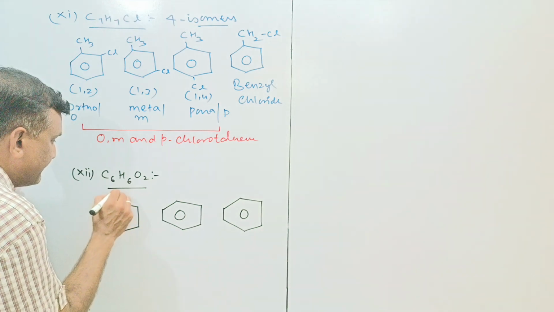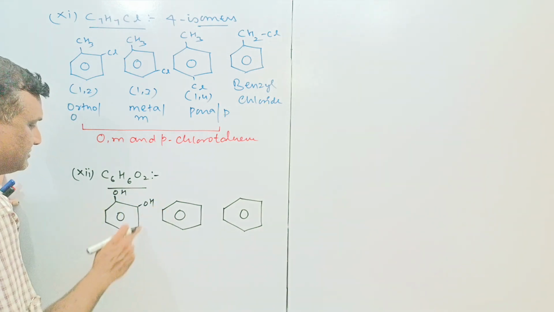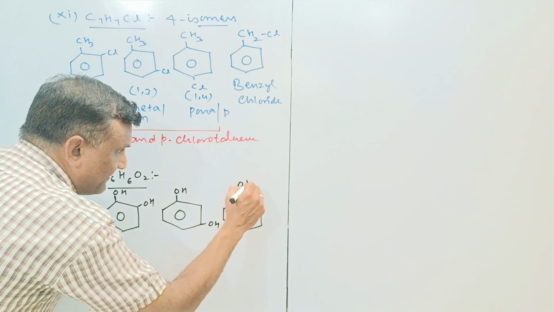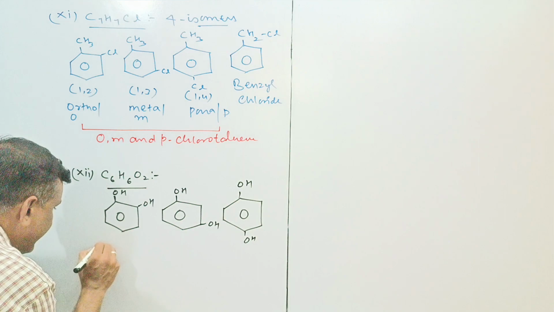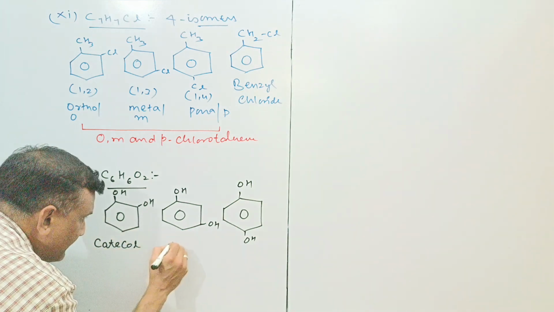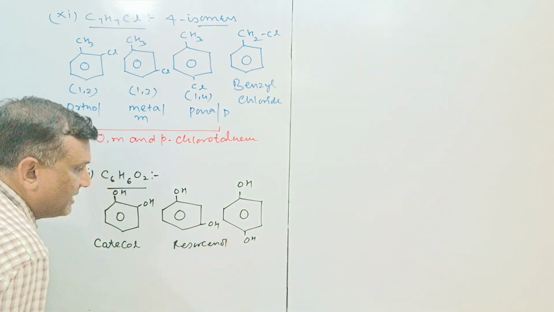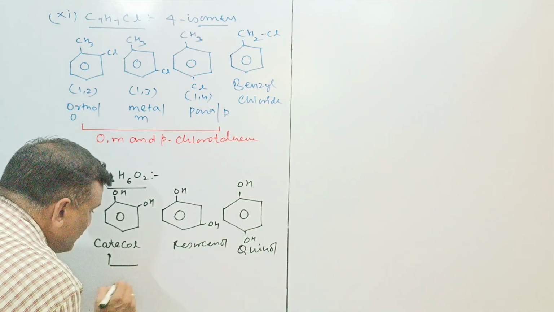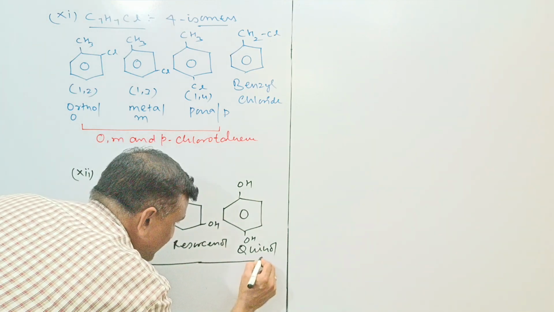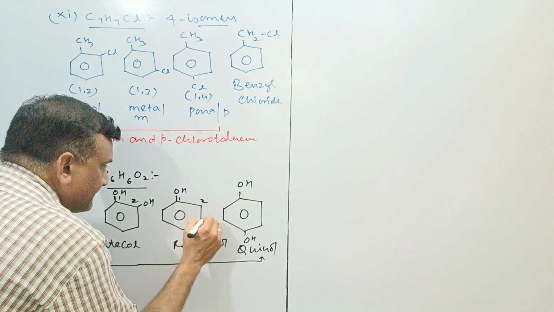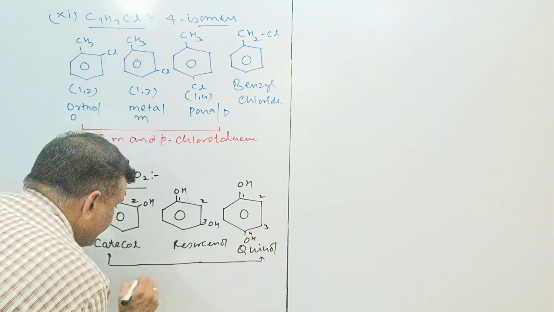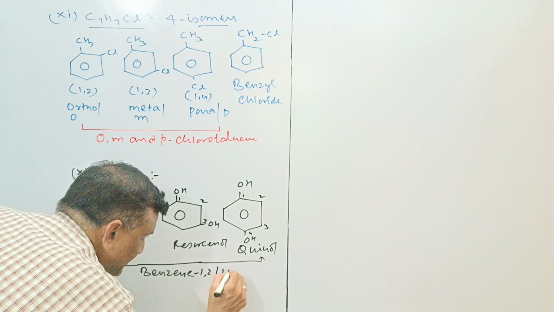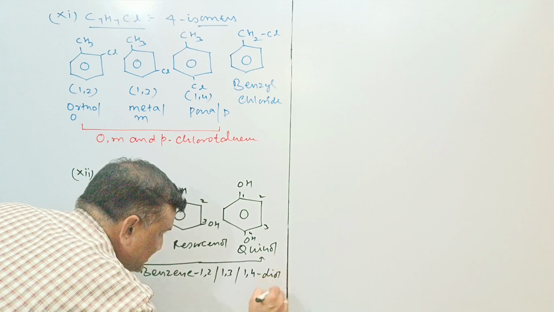First of all, position isomers. OH and OH ortho. You can count 6 carbon, 6 hydrogen and 2 oxygen. This is the meta and this is your para. Common names are catechol, resorcinol, and this is quinol. And IUPAC names are benzene-1,2-diol, benzene-1,3-diol, and benzene-1,4-diol. You can go with the positions 1, 2, 3, and 4. Benzene, this is your 1,2, 1,3, and 1,4-diol as an alcohol.